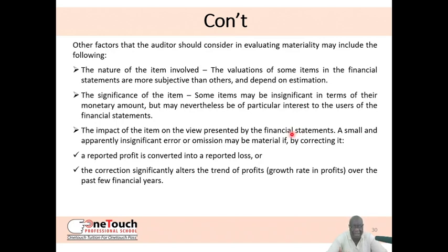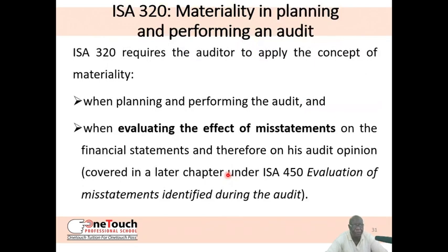A small and apparently insignificant error or omission may be material if correcting it may have another effect. For example, a reported profit is converted into a reported loss. Instead of a profit, you have made it such that it becomes a loss. It may be material. Then, if the correction significantly alters the trend of profits, if you do corrections and those corrections change the profits, it is a material item. ISA 320, materiality in planning and performing an audit.